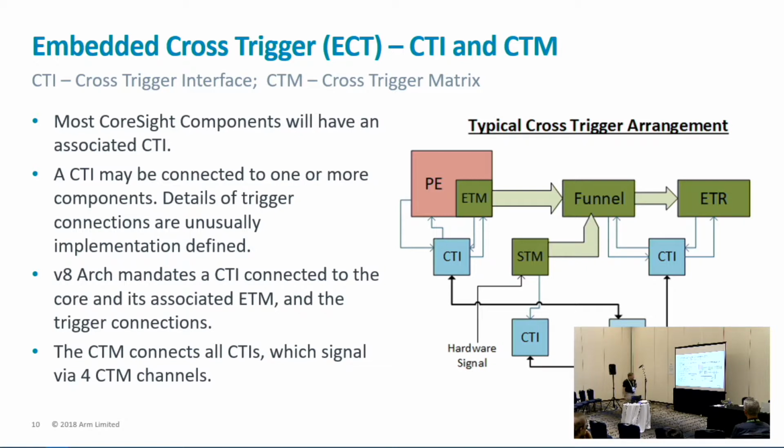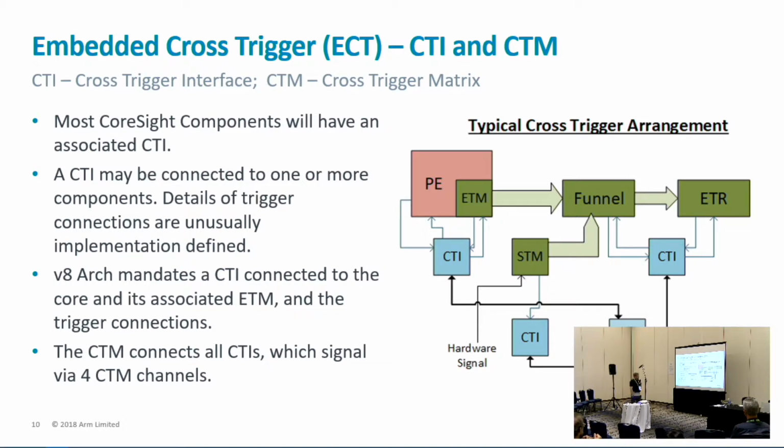The CTIs attach to most of the CoreSight components. They either input or output hardware, single-line hardware triggers or other signals, and they're all meshed together in a star topology with the CTM. The CTM itself isn't programmable. It just provides the channel communications between all the CTIs on your system.